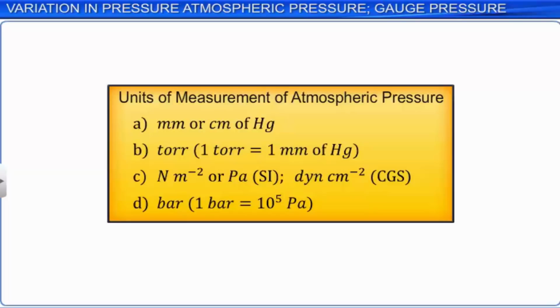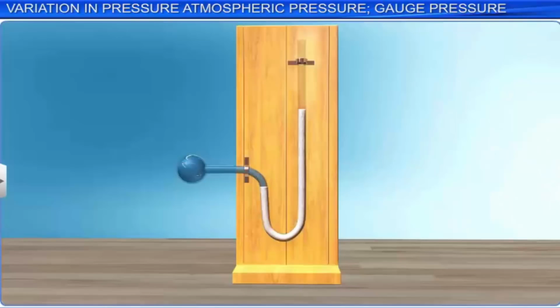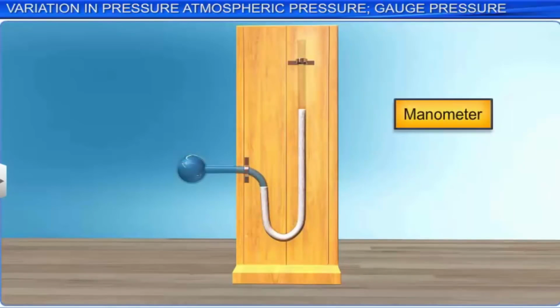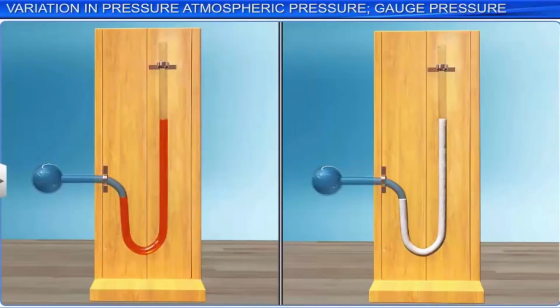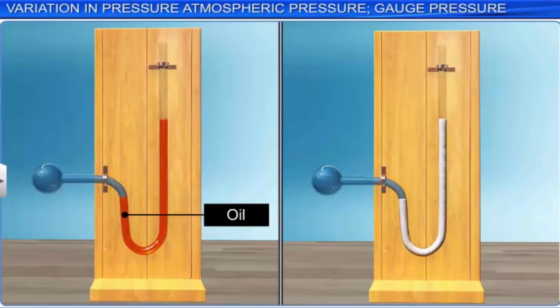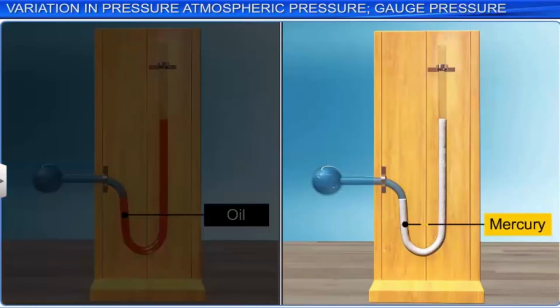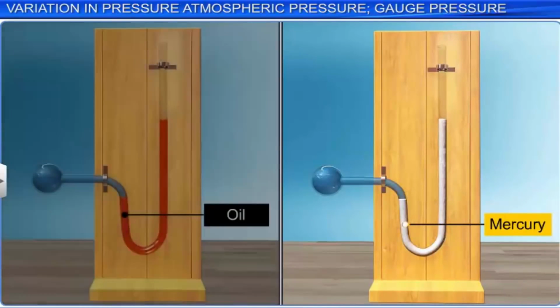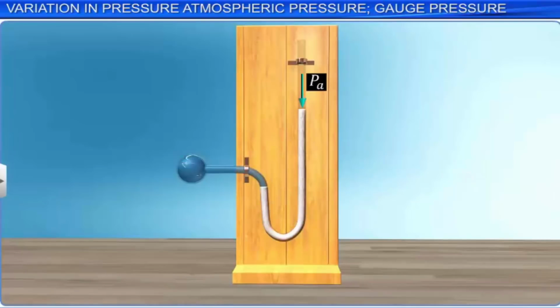One end of the tube is open to the atmosphere, while the other end is connected to the vessel whose pressure is to be measured. The pressure P at point A is equal to pressure at point B, which is P equals PA plus rho g h, where rho is the density of the liquid, g is the acceleration due to gravity, and h is the manometer height, which is the difference in the height of the liquid in both the limbs of the manometer. Here, the gauge pressure P minus PA is equal to rho g h.